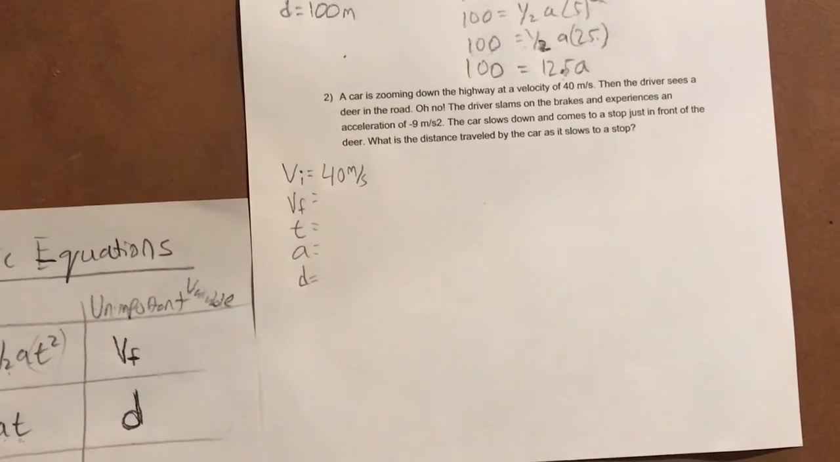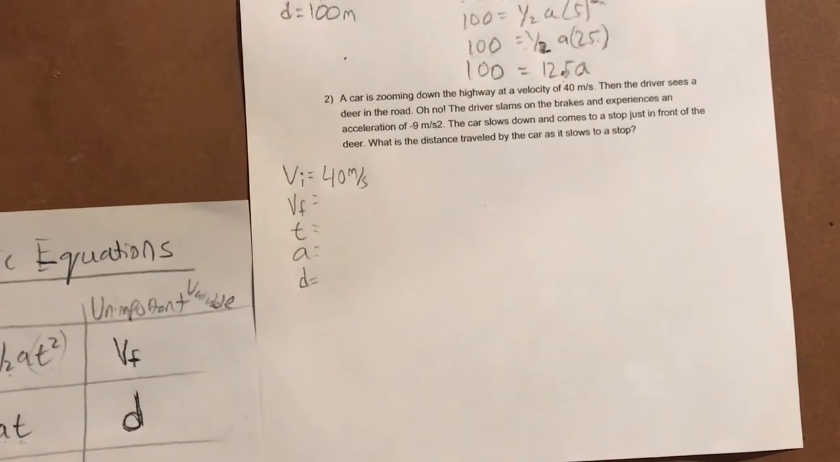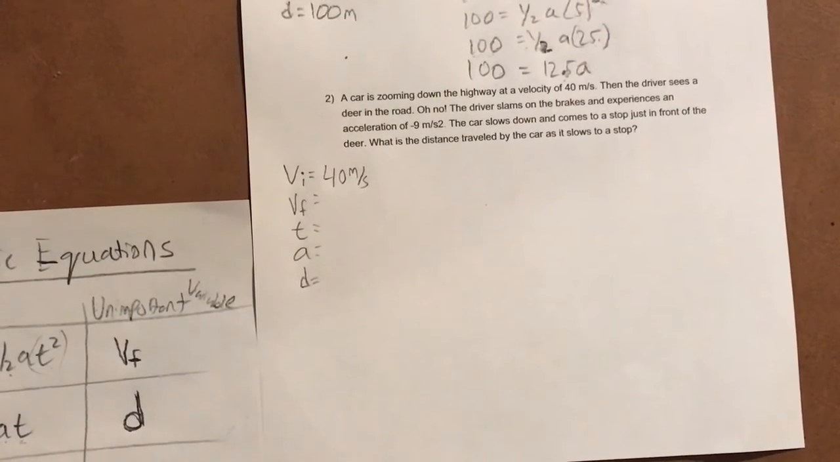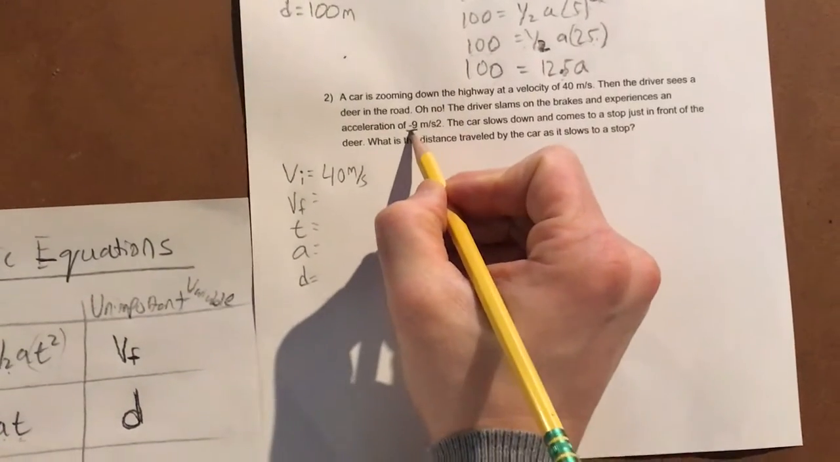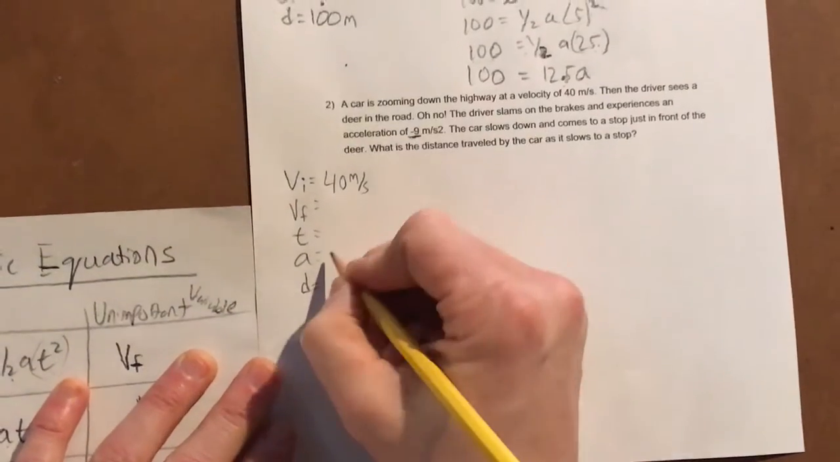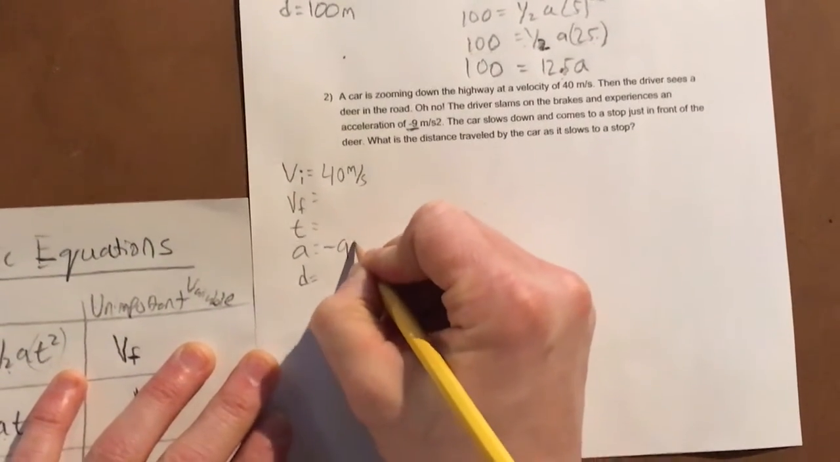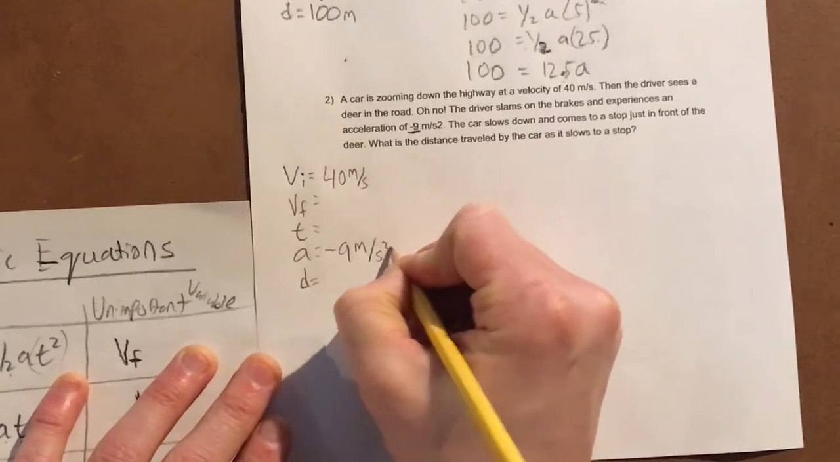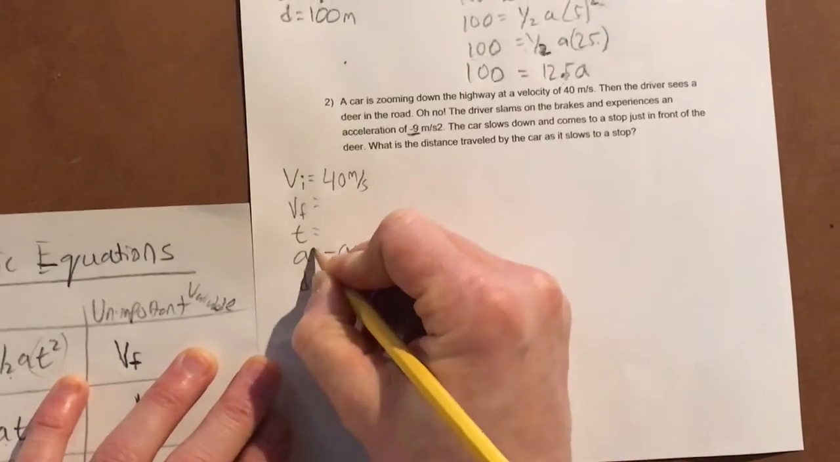And then the driver sees a deer in the road. Oh no. The driver slams on the brakes, so they're going to start slowing down and experiences an acceleration of -9. Well, if it's slowing down, yeah, it should be a negative acceleration, right? So the acceleration is -9 meters per second squared, it says. And we could fill that in for A.